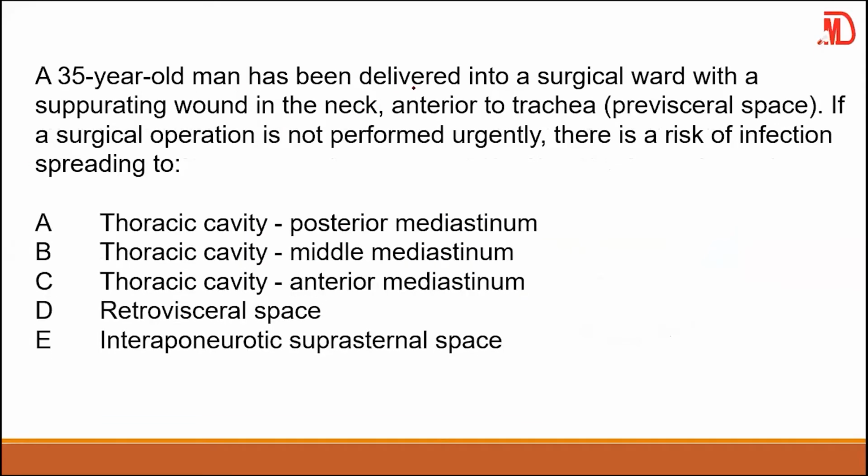A 35-year-old man has been delivered into a surgical ward with a suppurating wound in the neck anterior to the trachea. By now you should know where your trachea is. Whatever it is, the infection is suppurating, and they said it is anterior to the trachea. That is the pre-visceral space. Now, if a surgical operation is not performed urgently, there is a risk of infection spreading to which area?